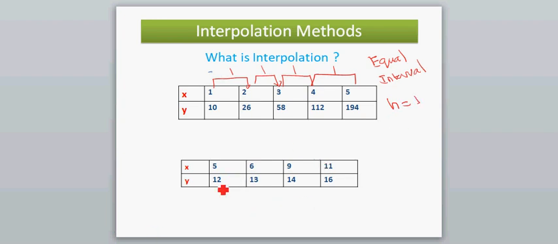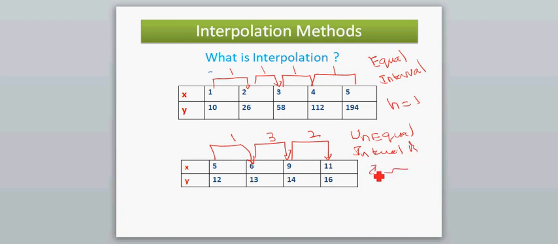And coming to the second problem, in this case the difference between the first two x values, so 5 and 6, is 1, whereas 6 to 9 difference is 3 and 9 to 11 difference is 2. So these are not equal, they are not the same. That means this is unequal interpolation. These are unequal interval based interpolation techniques. So these are the basic classification, equal and unequal.